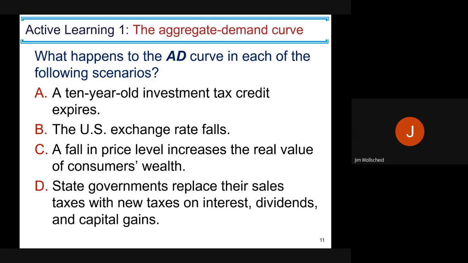I'm not going to spend any time going through this today. We're a little short for time, but please work these active learning assignments. You should work them on your own, right? So you should go, okay, investment tax credit expires, investment decreases, aggregate demand decreases, exchange rate falls.